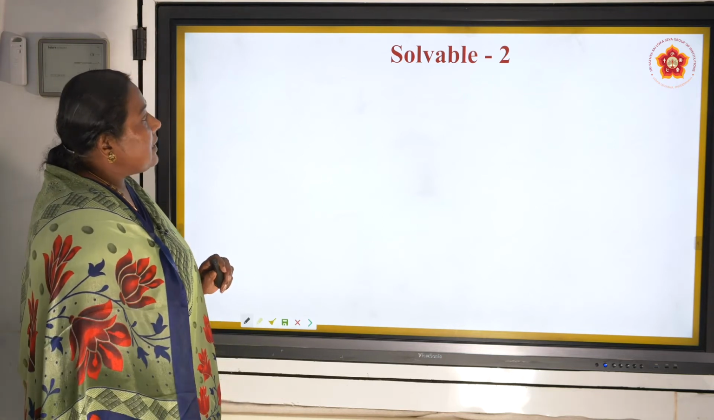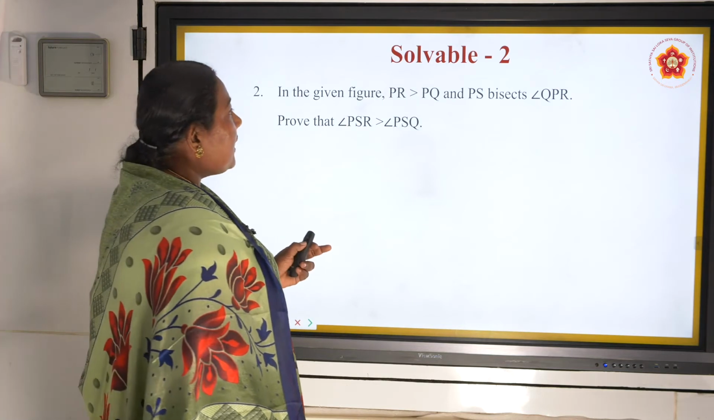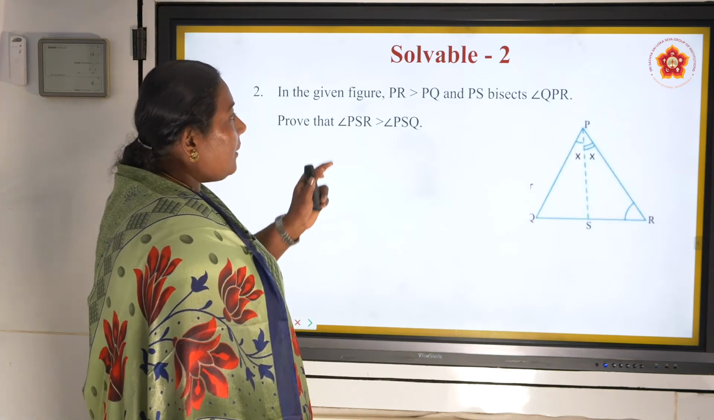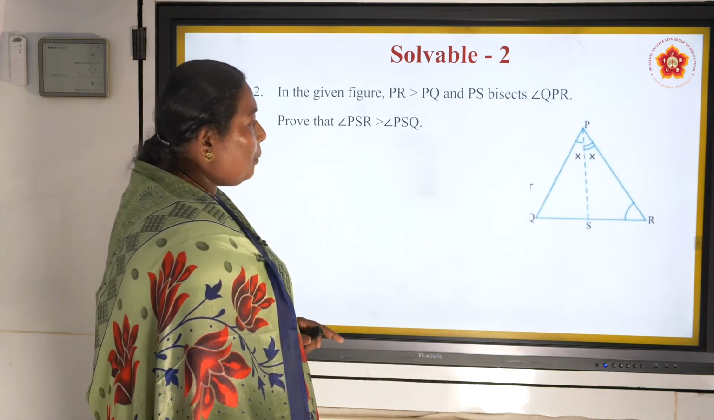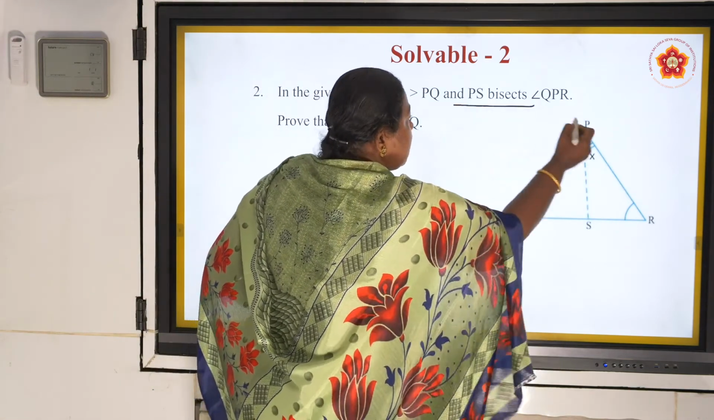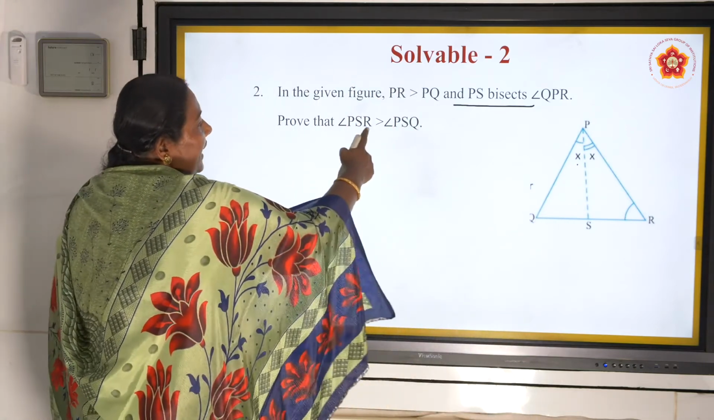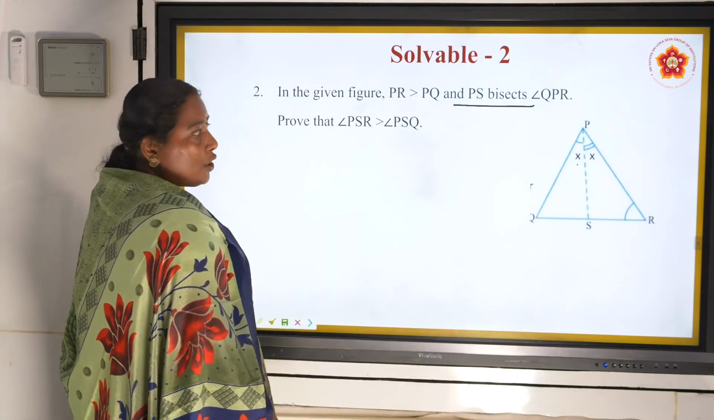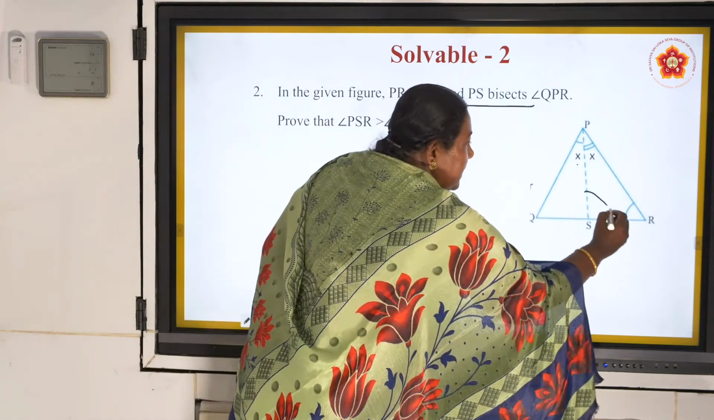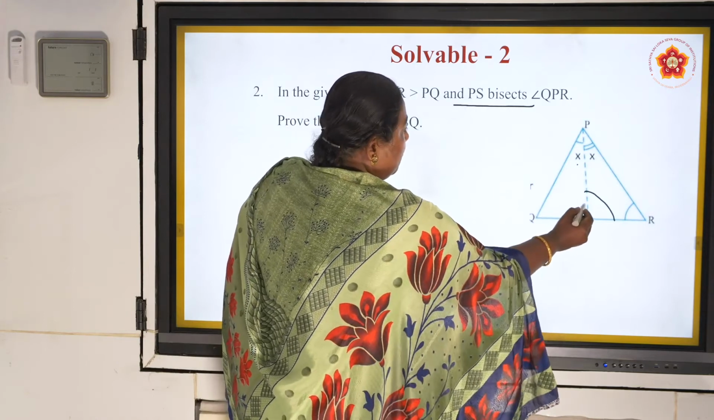Next, solve the second sum. In the given figure, PR is greater than PQ and PS bisects angle QPR. So here PS bisects, that means the two angles are equal. We have to prove that angle PSR is greater than angle PSQ.